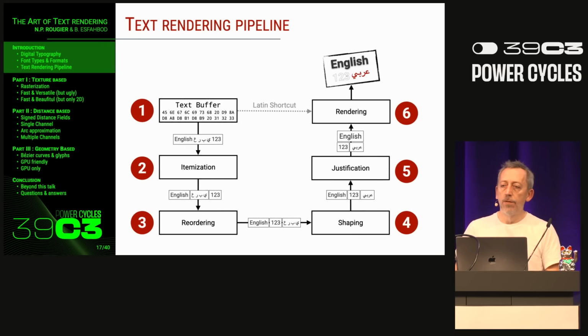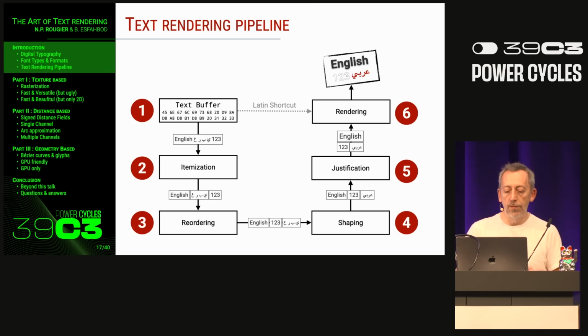And so, if we look at the rendering pipeline, this is how it looks. And for a long time, we had what I call the Latin shortcut. So, oh, you have your text buffer, I have my font, just render it. And of course, it used to work with ASCII, and for other languages, it doesn't work anymore.